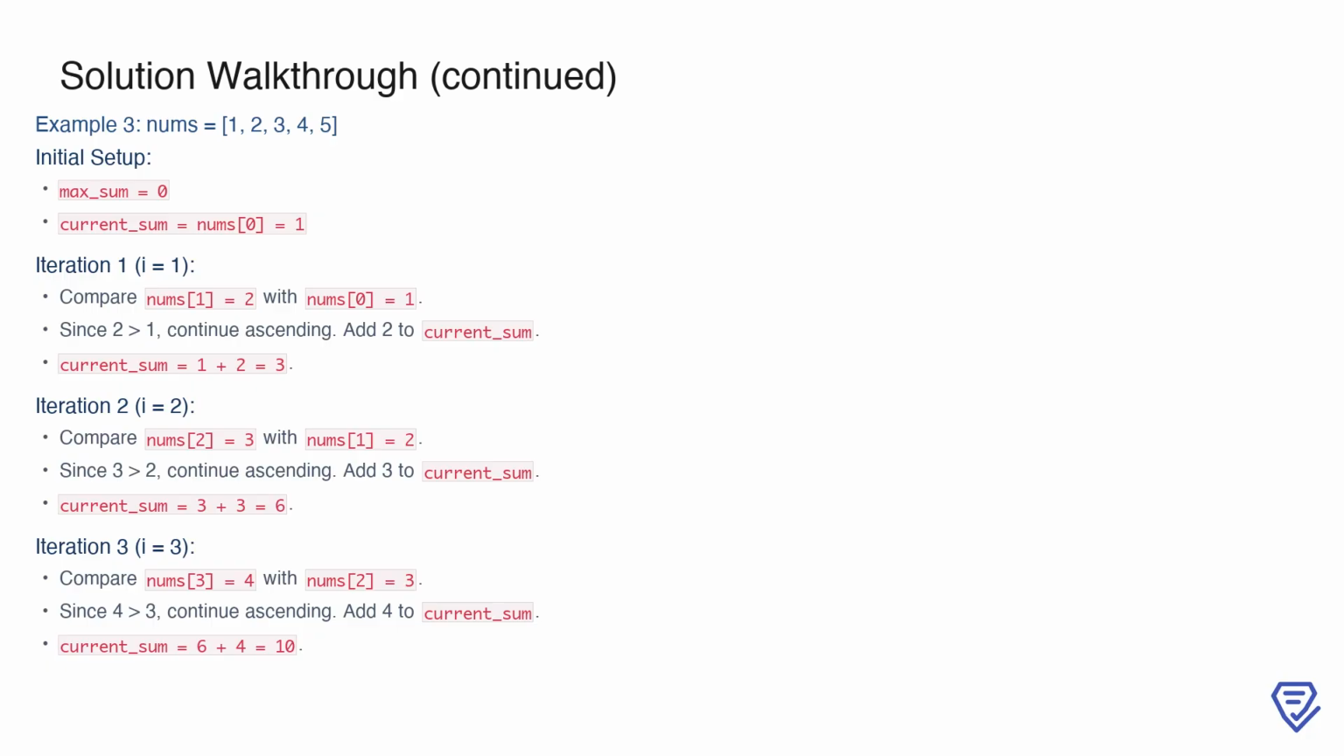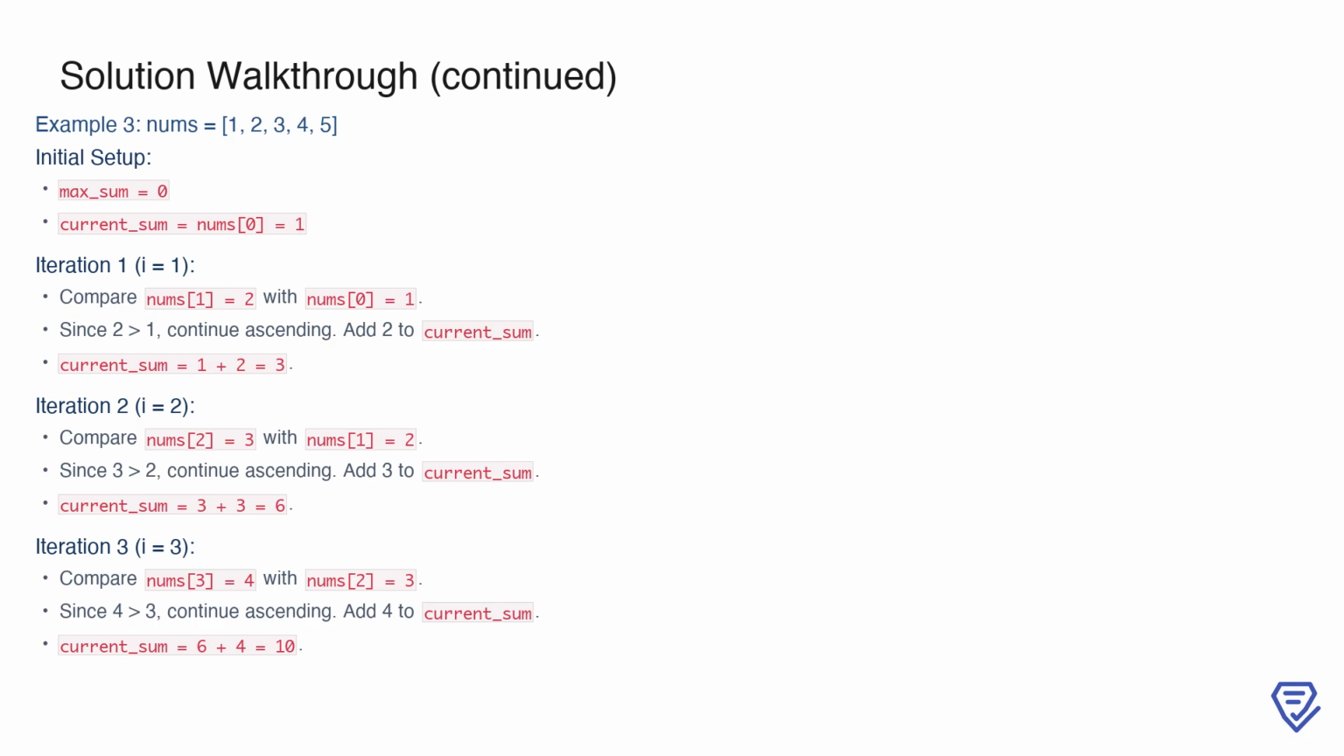In the first iteration, we compare nums[1], which is 2, with nums[0], which is 1. Since 2 is greater than 1, the subarray is ascending, and we add 2 to current_sum. This gives a new current_sum of 3. In the second iteration, nums[2], which is 3, is compared to nums[1], which is 2. Since 3 is greater than 2, the subarray continues to ascend, so we add 3 to current_sum.